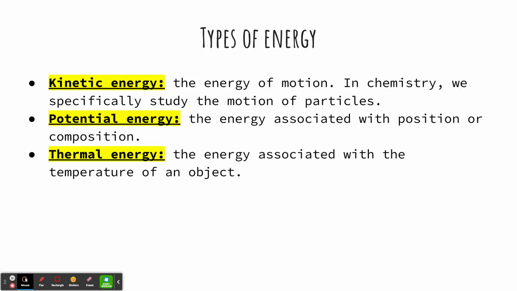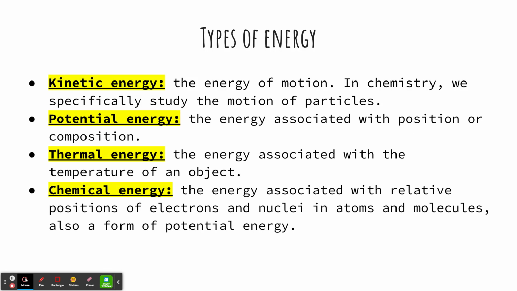Thermal energy is the energy associated with the temperature of an object. And then finally, chemical energy is the energy associated with the relative positions of electrons and nuclei in atoms and molecules, also a form of potential energy. Guys, that's a very fancy way of saying that chemical energy is the energy that's stored in a chemical bond. So that's just a very fancy way of putting it.